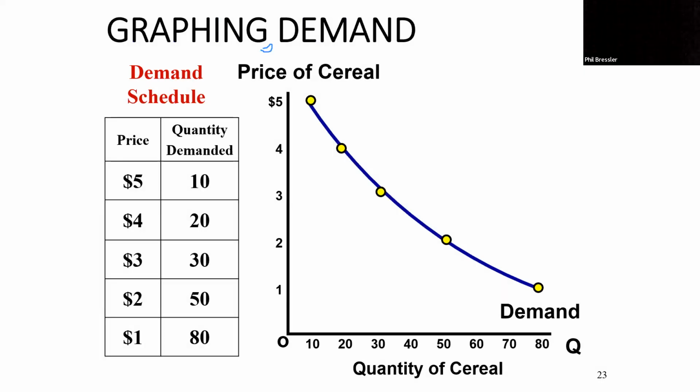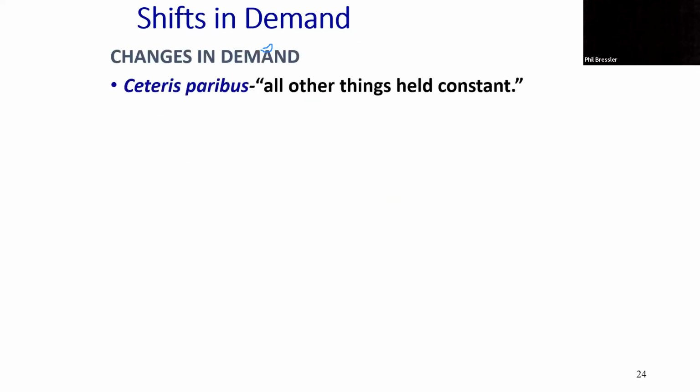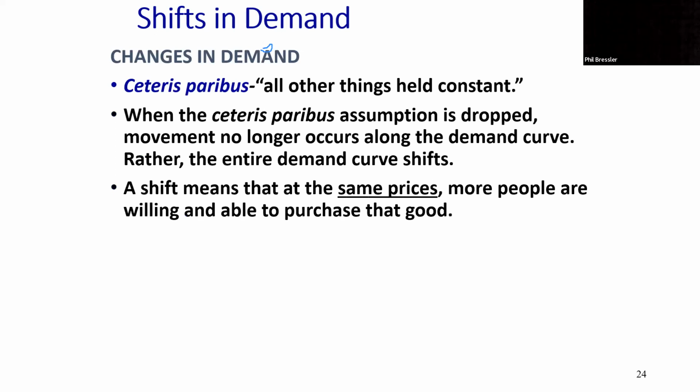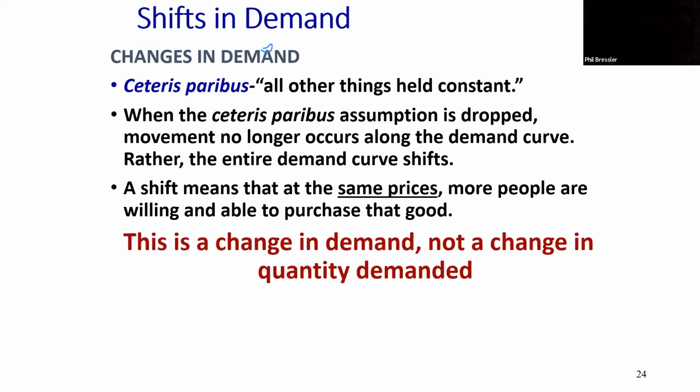Now, remember we talked about shifts of the production possibilities curve. There are things that shift the demand curve. When they say shift in demand or change in demand, they mean the whole curve shifts. And that means at the same price, more people are willing and able to purchase that good. Okay, this is a change in demand.